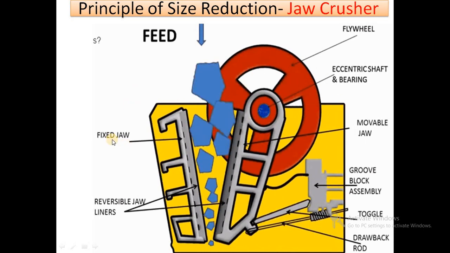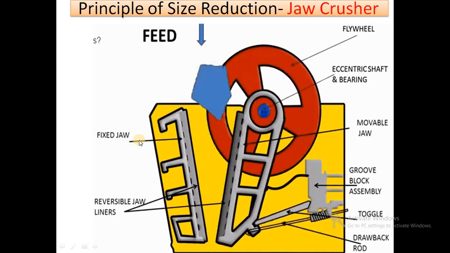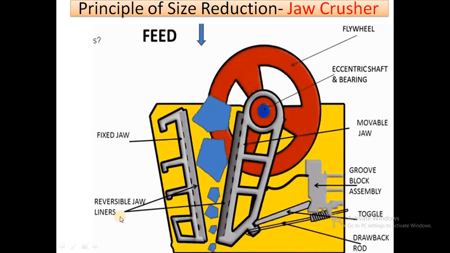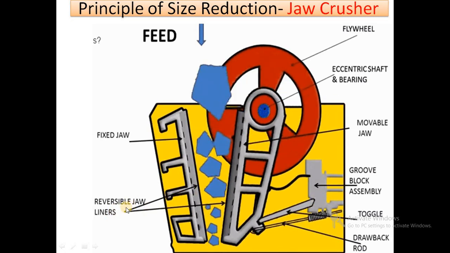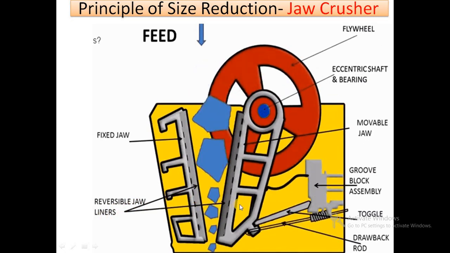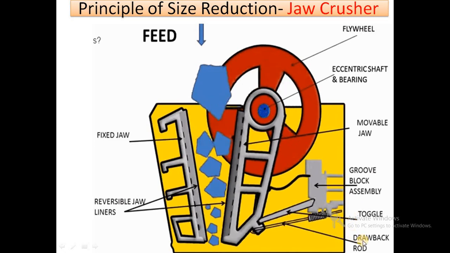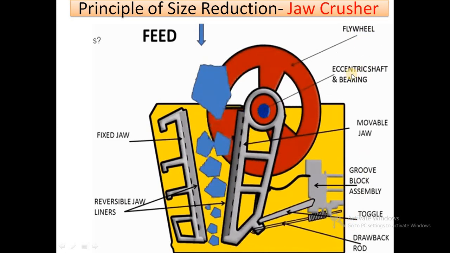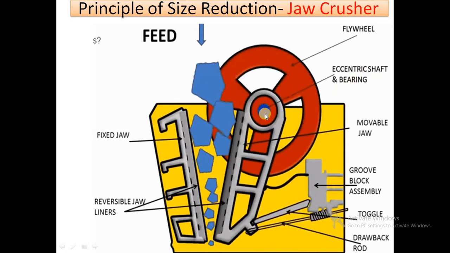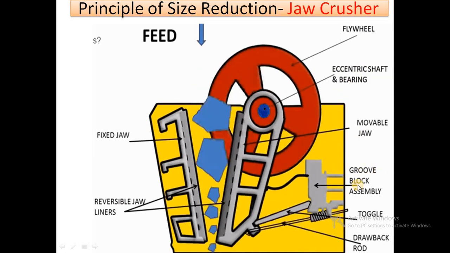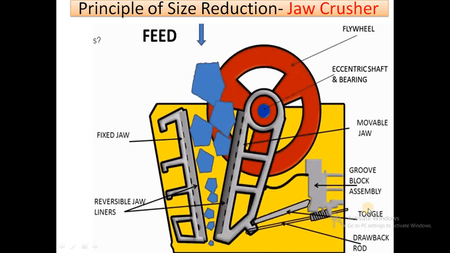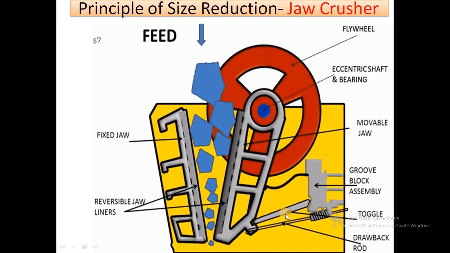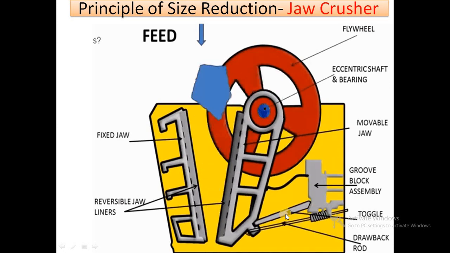There are two jaws, a fixed jaw at the left side and a movable jaw at the right side. Then these are the reversible jaw liners, and here this is the flywheel, then the eccentric shaft and bearings, then the groove block assembly, then this is a toggle, which is a movable part where back and forth movement takes place.